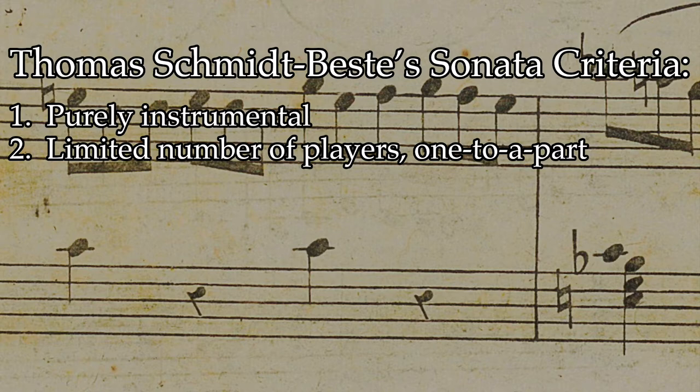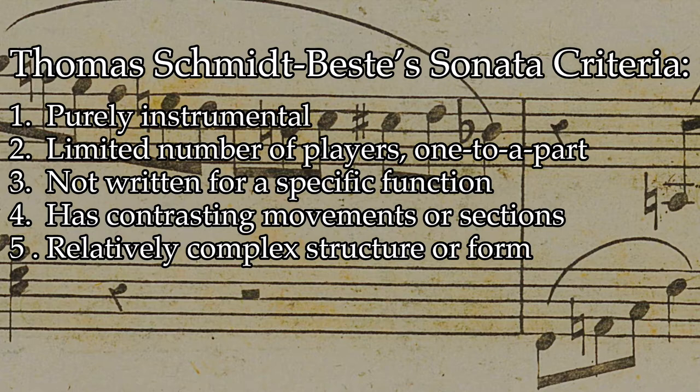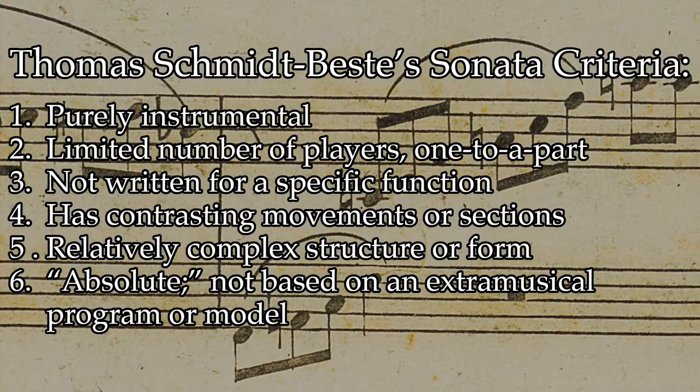Thomas Schmidt-Beste, in his introduction to the sonata, did this for us, taking Newman's definition and slicing it up into six different criteria. Those criteria being 1, a purely instrumental work, 2, a limited number of players, 1 to a part, 3, it has to be not written for a specific function or purpose, 4, it has to have contrasting movements or sections within those movements, 5, relatively complex structure or form, and 6, it has to be absolute music, which is to say not based on some kind of extra musical program or model or story.